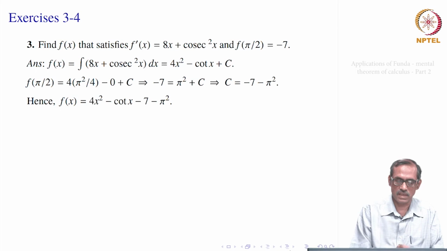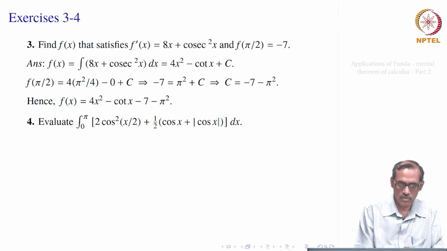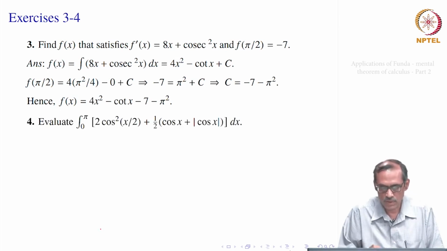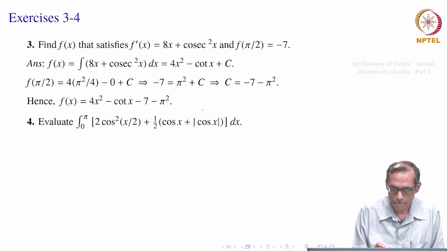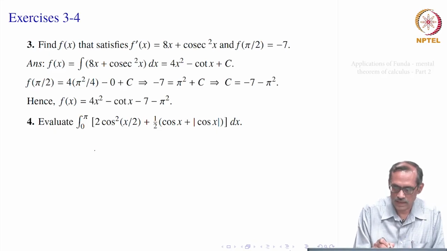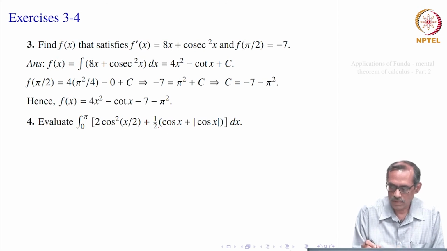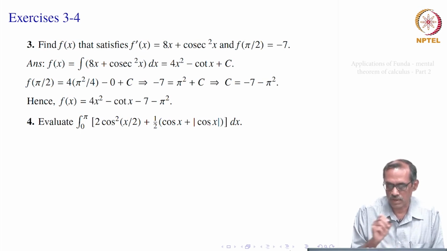So, that is quite straightforward. Now, we go to the next problem. We want to evaluate this definite integral. The limits are from 0 to pi, and the integrand is 2 times cosine square of x by 2, plus half times cosine x plus mod cosine x.